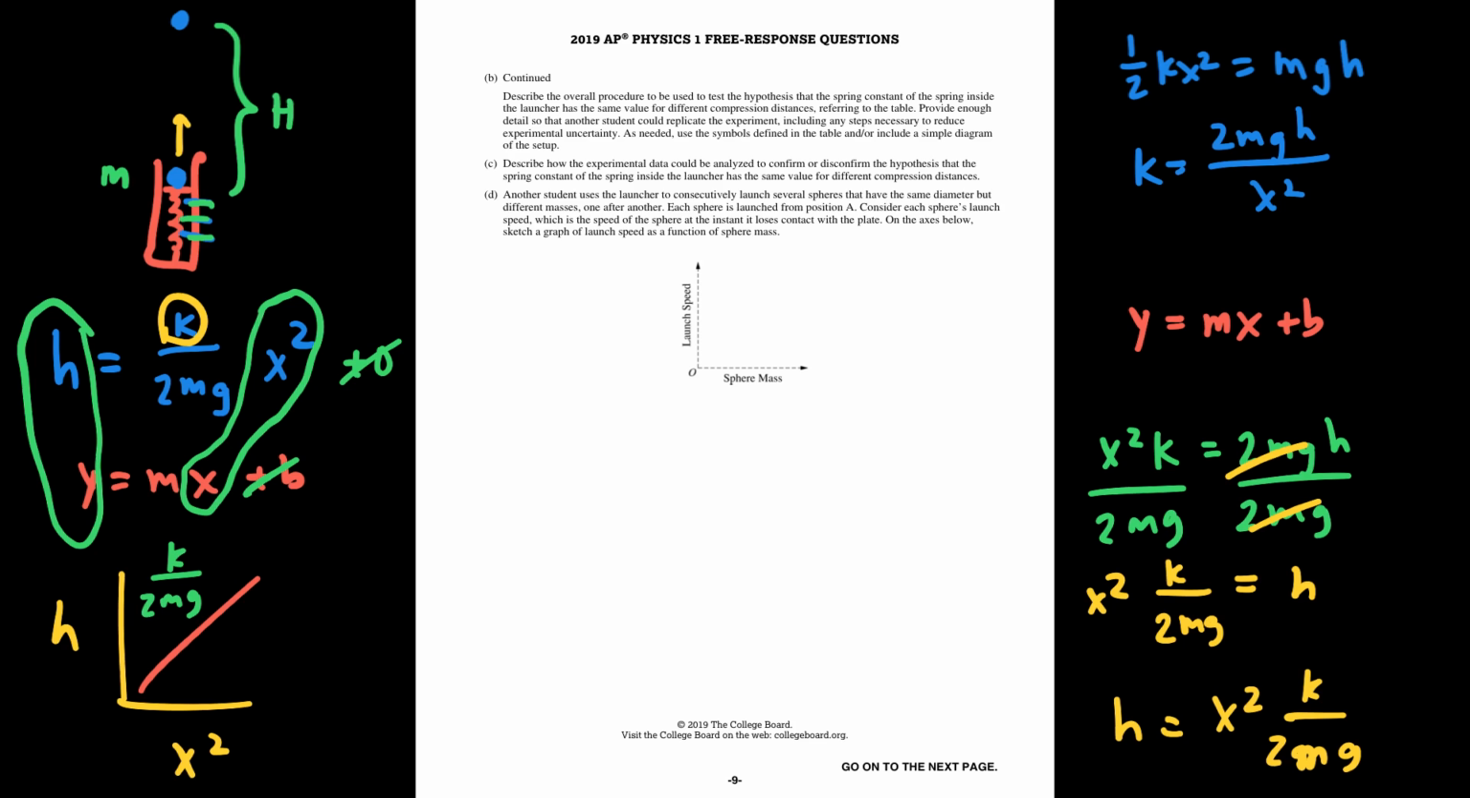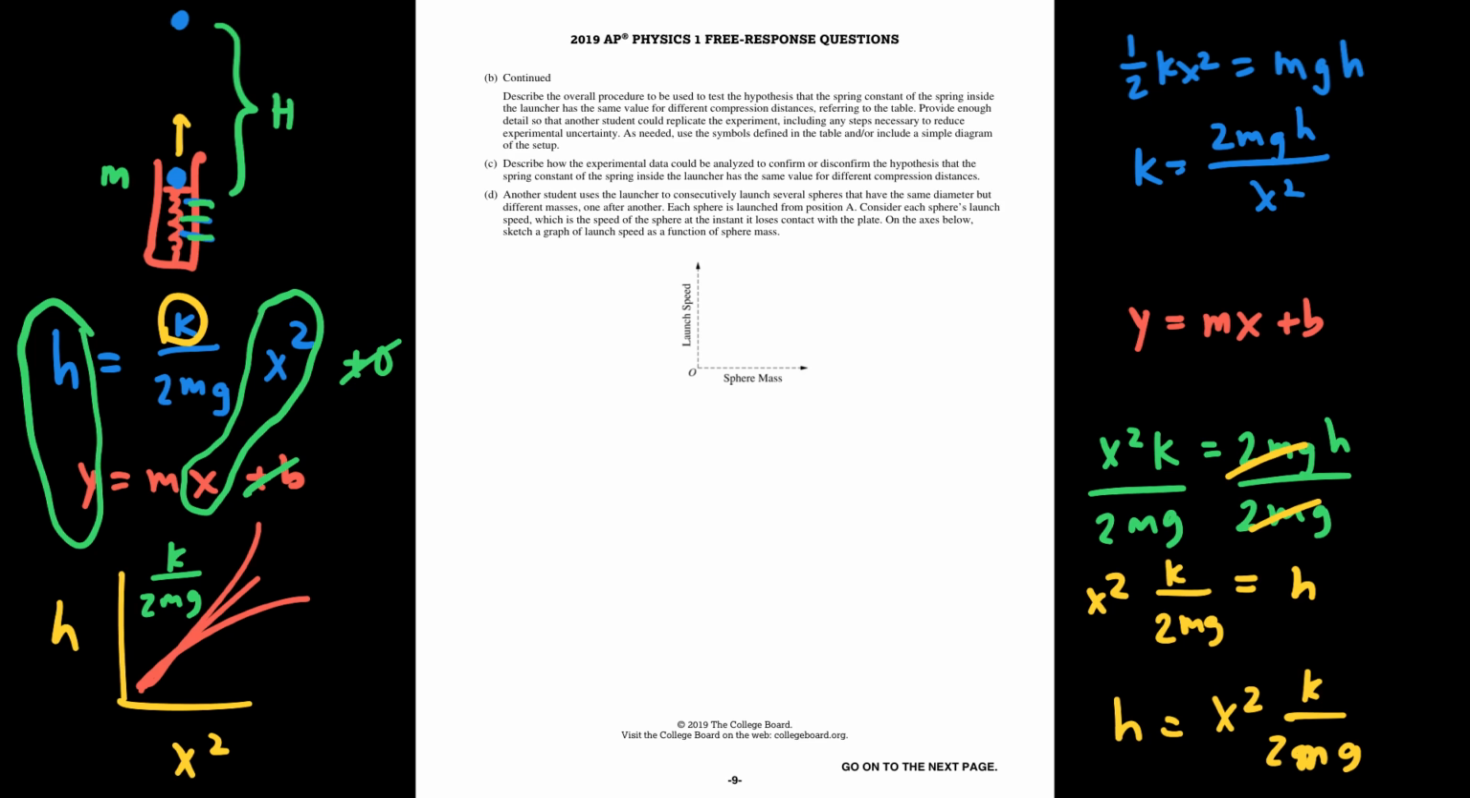And if the student's not correct, then the graph is probably going to do something like this or something like this. And so it says to describe how the data could be analyzed. I'm not going to write out all these equations probably, but I will probably just write out the equation that I got, show how it matches up with y equals mx plus b, and then tell them to make a graph of h versus x squared and check to see whether or not the graph is linear.